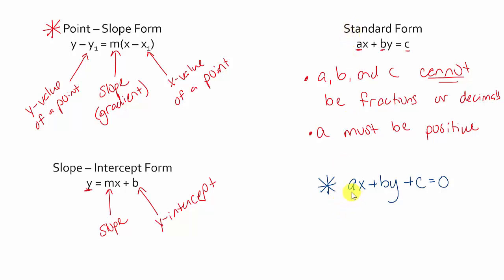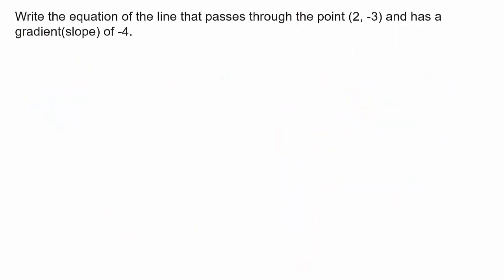So you might be asked to write something in the form ax plus by plus c. Okay, but both of these two things still apply. So this is still true. A, b, and c cannot be fractions, and a must be positive. So those still apply. Okay, so we're going to look at some examples.